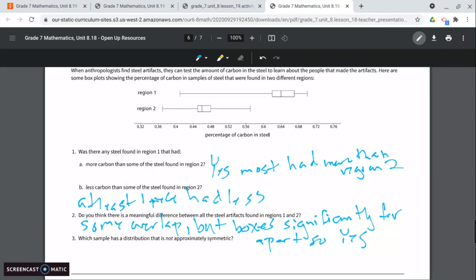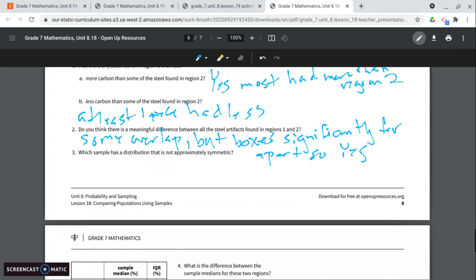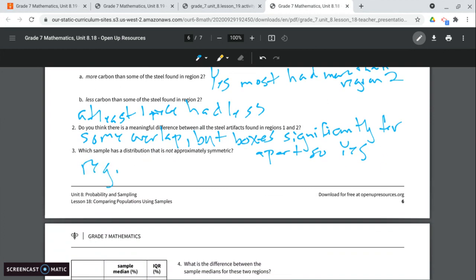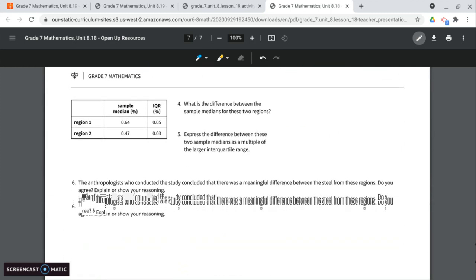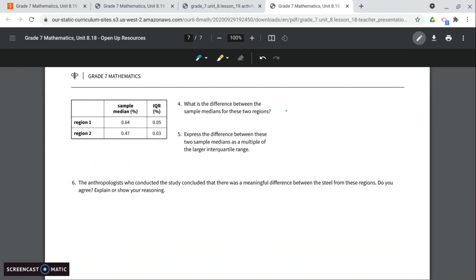So symmetric means that these whiskers here would be about the same length, so that's definitely region 1. All right, for number 4, what is the difference between the sample medians for these two regions? So we're looking at 0.64 minus 0.47, which will give us 0.17, so 0.17%.